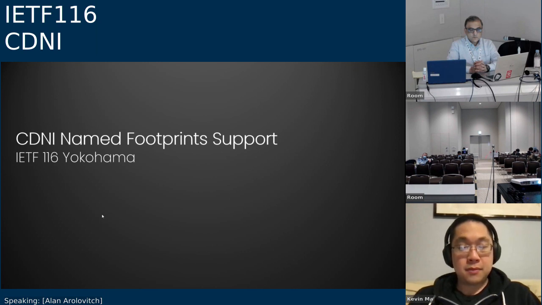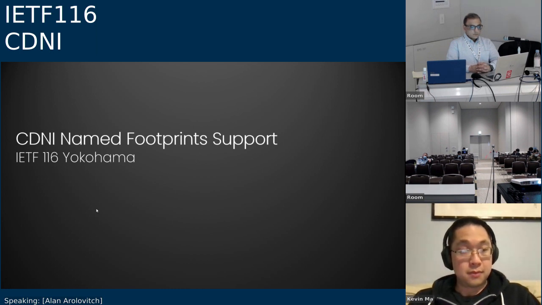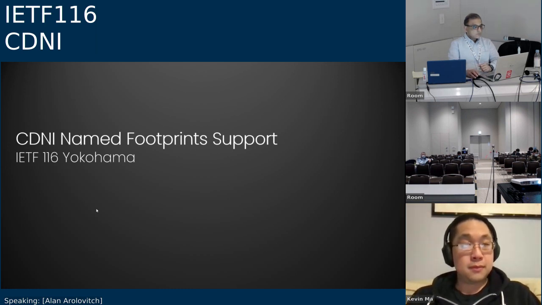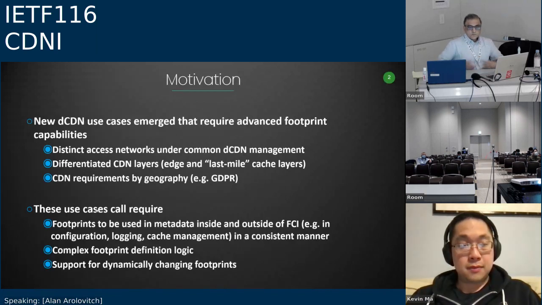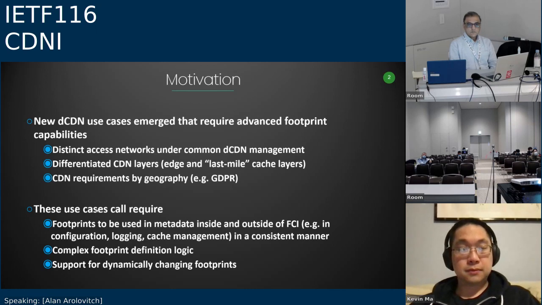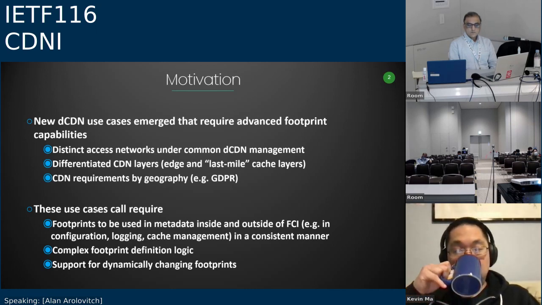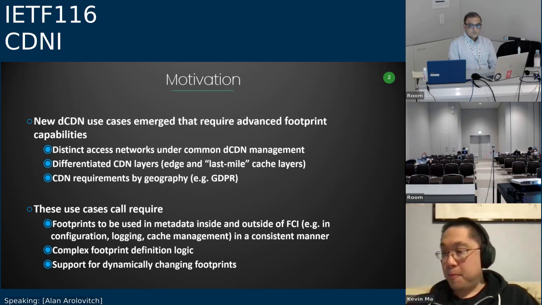So the topic is support for named footprints. It's a topic of discussion that came up in several discussions and work groups we have at the Open Caching working group at SVTA. So this kind of mini project got born out of that in recent months. So the motivation, to summarize at a high level, is that we see that multiple use cases have emerged that require more advanced footprint capabilities than have been explored in Open Caching and or CDNI until now.